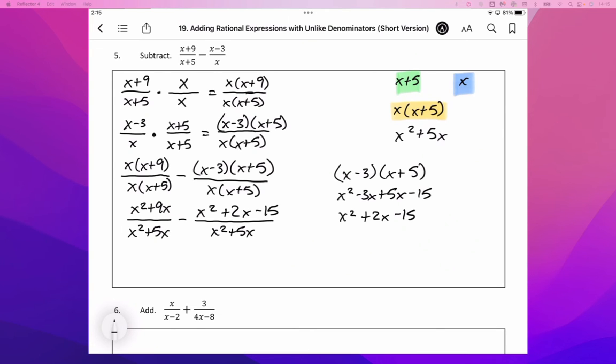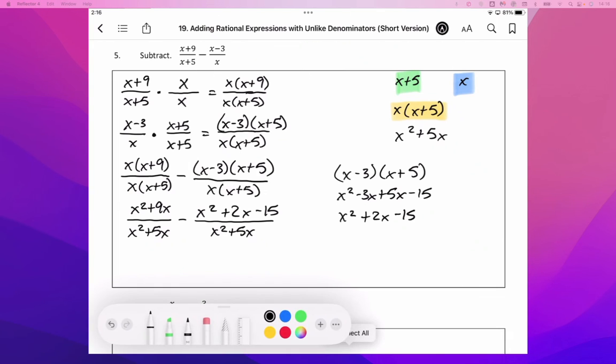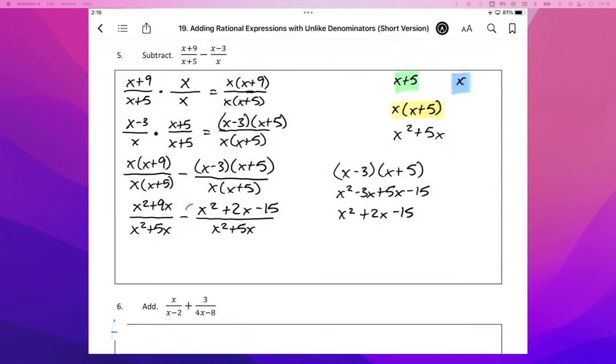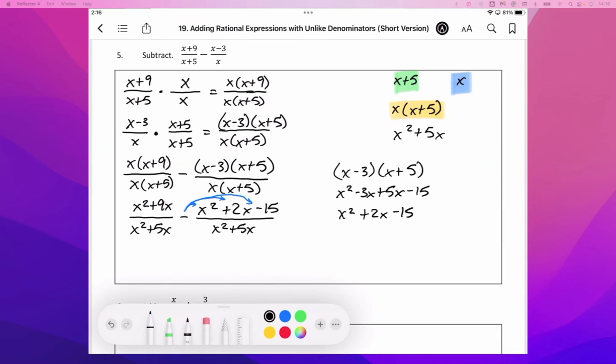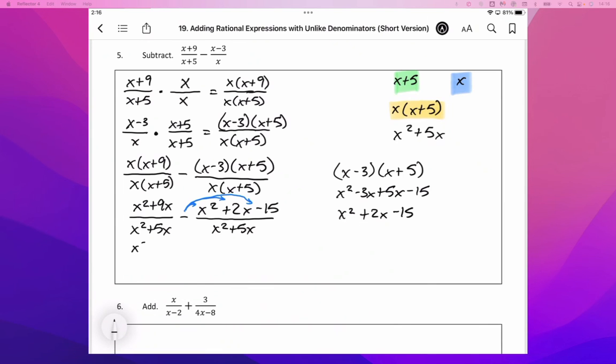And so now we just need to deal with that negative sign. I almost said combine like terms, but that negative sign needs to get distributed to all the pieces. So I need to rewrite this darn thing again. Holy moly. X squared plus 9x over x squared plus 5x plus a negative x squared minus 2x plus 15 over x squared plus 5x.